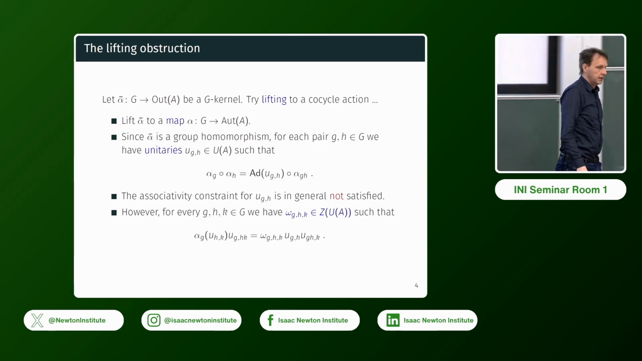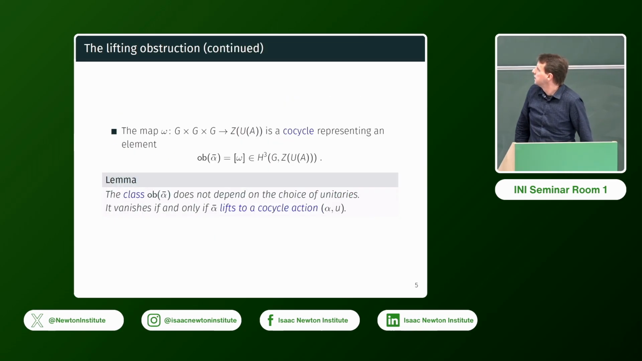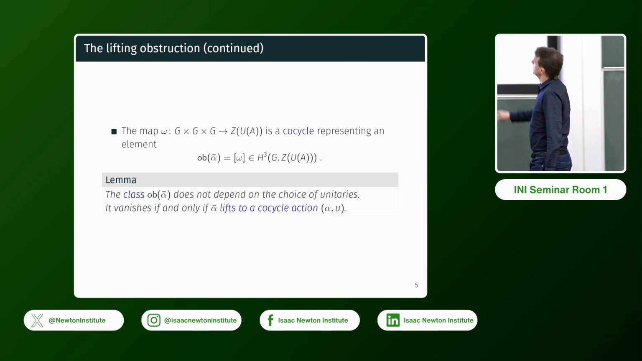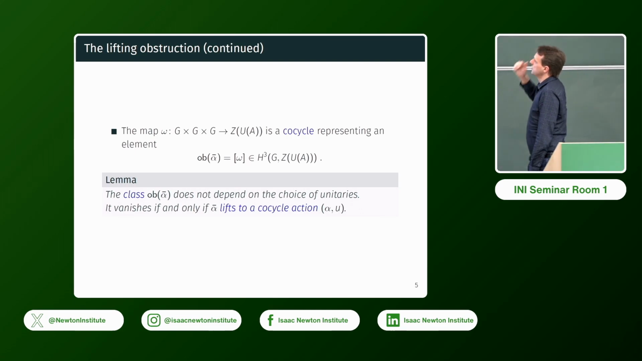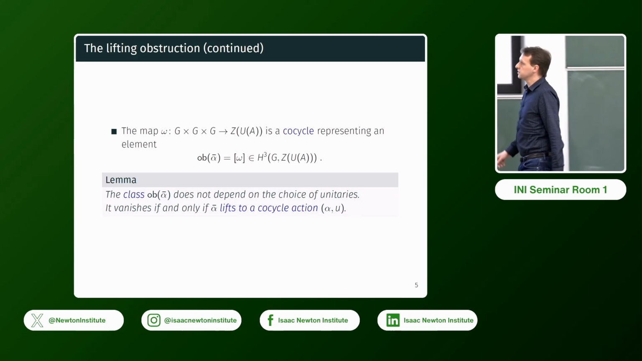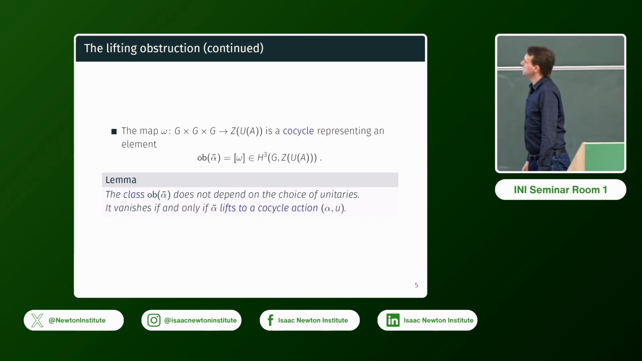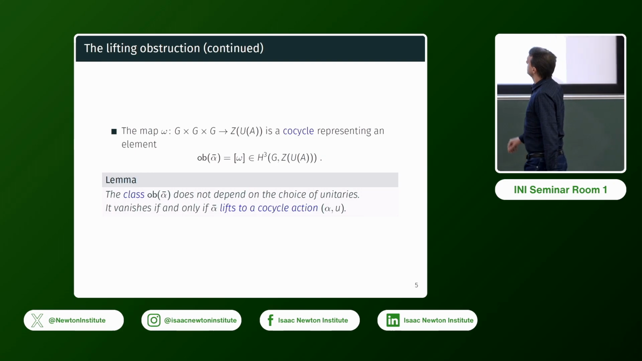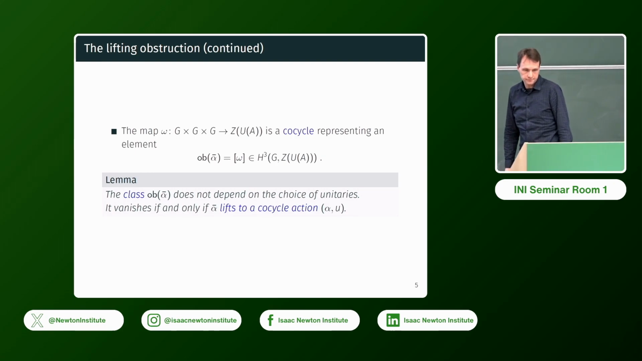And it turns out that this omega is in fact a group co-cycle. So you get a co-cycle, a free co-cycle on the group G with values in the center of the unitary group, which then of course represents a group cohomology class. And it turns out that this group cohomology class does not depend on your choice of unitaries, and it vanishes if and only if the alpha bar lifts to a co-cycle action. So that's all very nice.